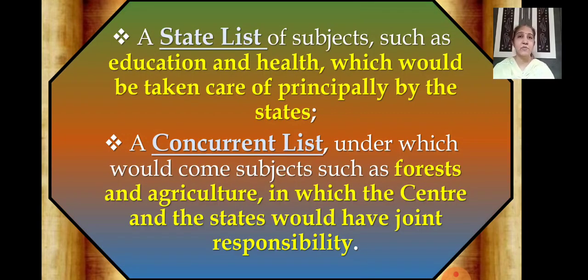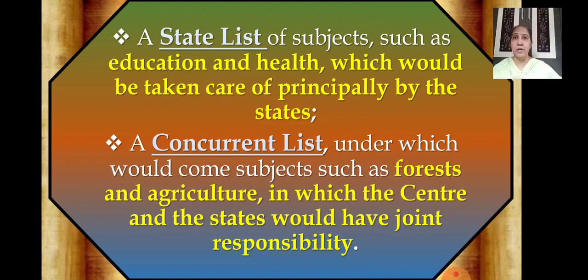Then the second one was a state list. Now what was that state list indicating here? A state list of subjects such as education and health, which would be taken care of principally by the states. Now this was the state's duty to look after the education as well as the healthcare facilities of that state. Okay, that was given in the state list.